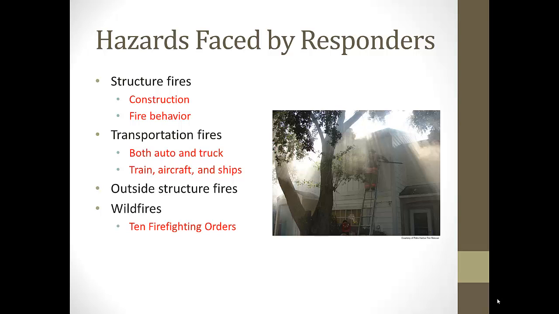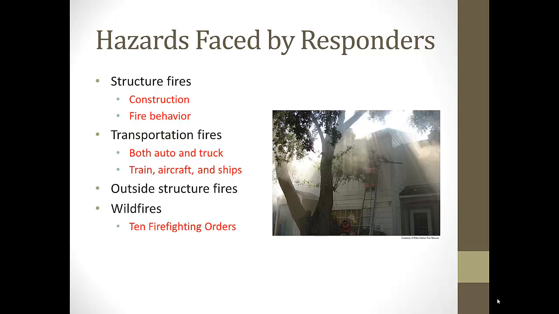In Pasadena, we have more time because most of the construction is ordinary construction, whereas if you're in Orange County or places that have newer property, then you may not have that much time. And again, the fire behavior is going to be based on that. We go on quite a few transportation fires, especially if you have a freeway running through your town. And that's both auto and trucks.